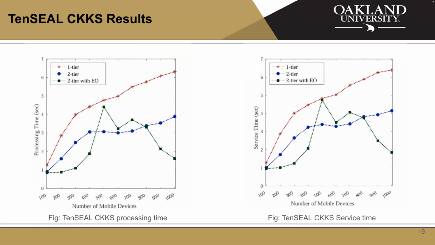Moving on, we have our 10-seal CKKS simulation results. We have the processing time on the left and the service time on the right. The results show that the times in both graphs grew at a much greater pace than the AES results, and they never really plateaued. At 1,000 mobile devices, the service time reached 6.39 seconds, and the processing time peaked at 6.31 seconds, which was almost double the times of the AES simulation.